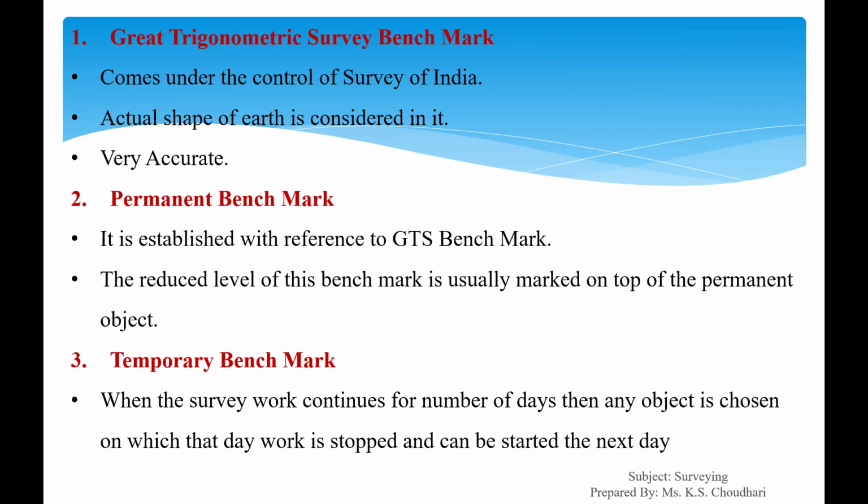From this, you can understand that Great Trigonometric Survey benchmarks are the number one and very accurate benchmarks. Okay. As per that, or with the help of that, we can mark the permanent benchmark in each and every state. Okay. And this permanent benchmark is usually marked on the top of the permanent object. That is, any permanent building may be there, or any permanent object they find, and there they mark the permanent benchmark.